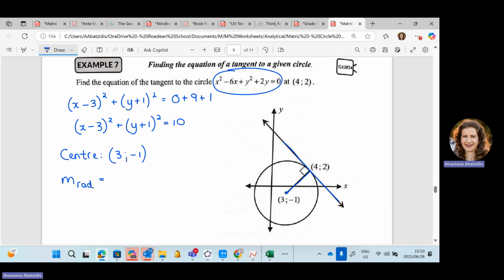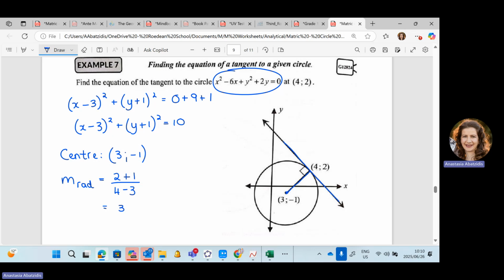How do you work out the gradient of the radius? Oh, you know, y2 minus y1. So what are the values? If I'm going to make y2 2, okay, so 2 plus 1 over, 3 minus, if you started here, oh, 4 minus 3. 4 minus 3, yeah. So we get 3. Okay, so that's the gradient of the radius.